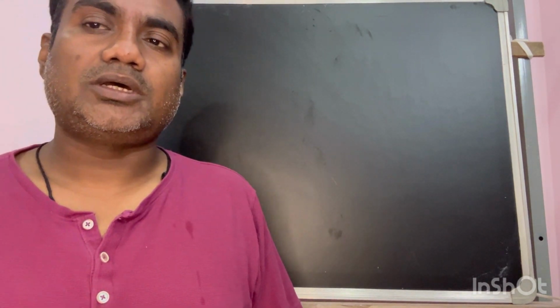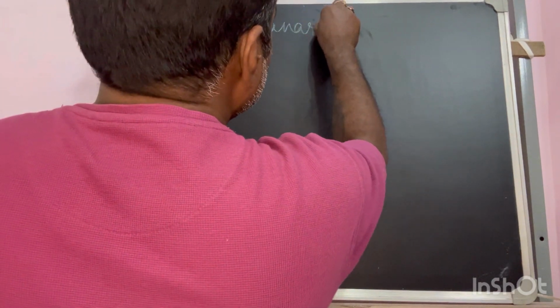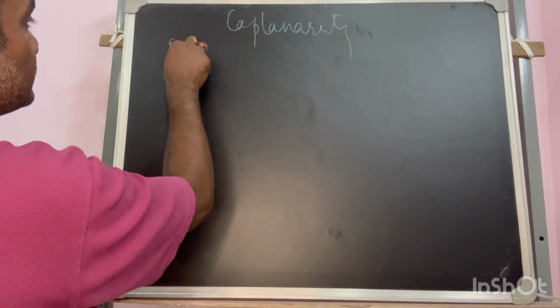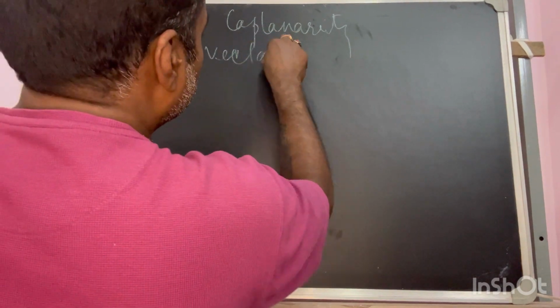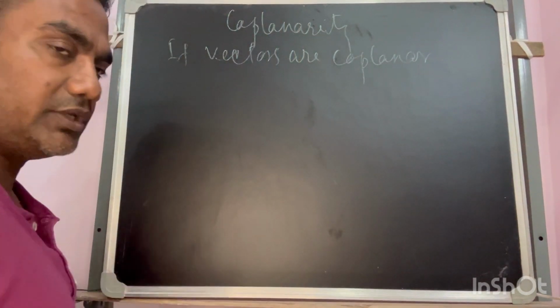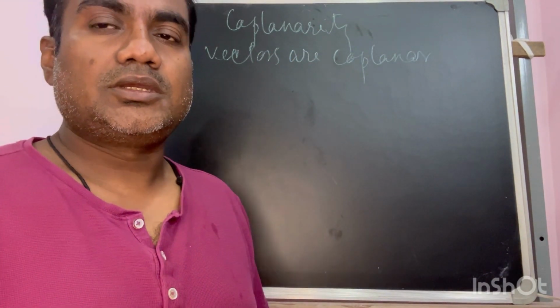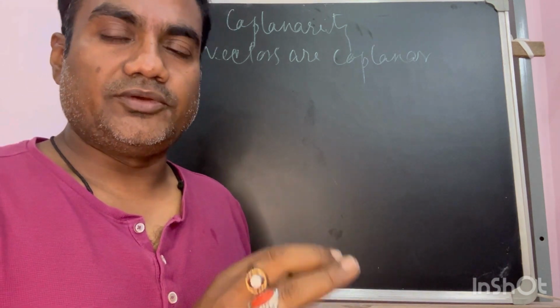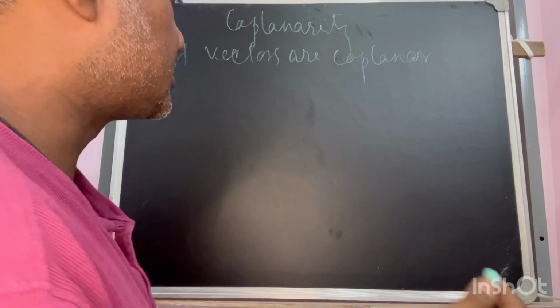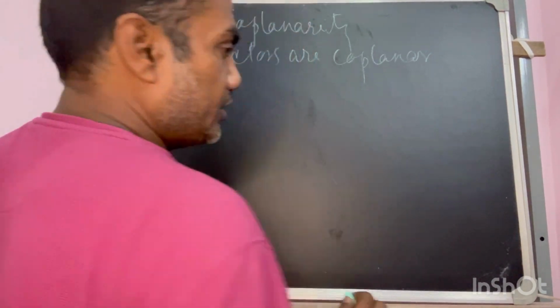But prior to that, today I will do the second part, that is vector coplanarity and non-coplanarity. If I want to discuss coplanarity, that means if vectors are coplanar, in simple words we can understand this: if two vectors or more than two vectors exist in a plane, then definitely they are coplanar. Any vectors which act in the same plane are coplanar.